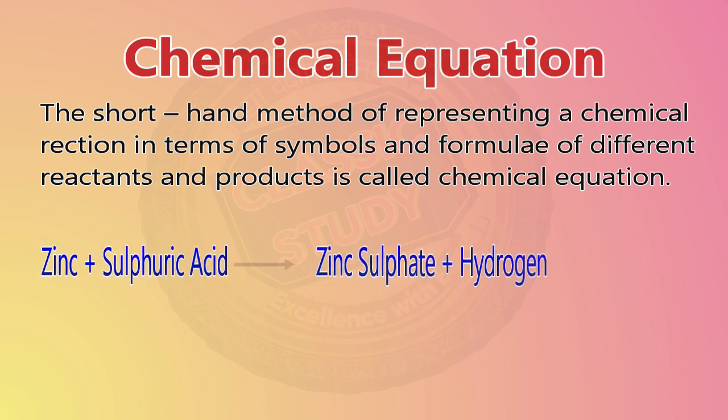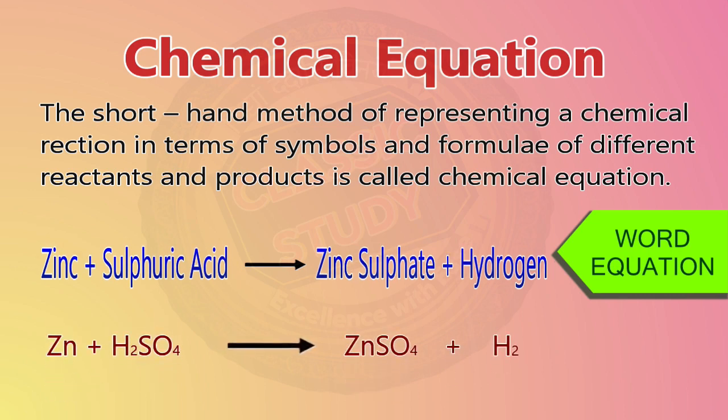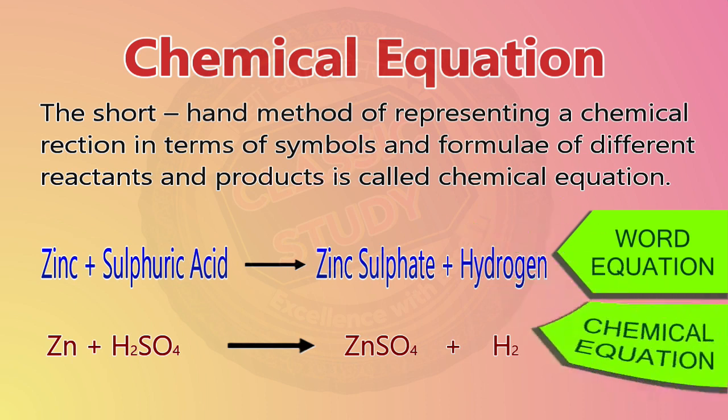For example, zinc and sulfuric acid combine to form zinc sulfate and hydrogen. This is a word equation, where we have written the complete names of reactants and products. If we substitute the names using symbols, for zinc we put Zn, for sulfuric acid we put H2SO4, for zinc sulfate we put ZnSO4, and for hydrogen we put H2. This is a chemical equation.